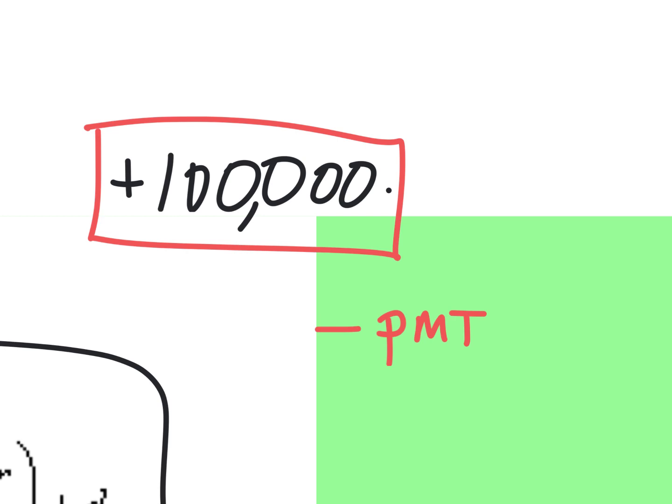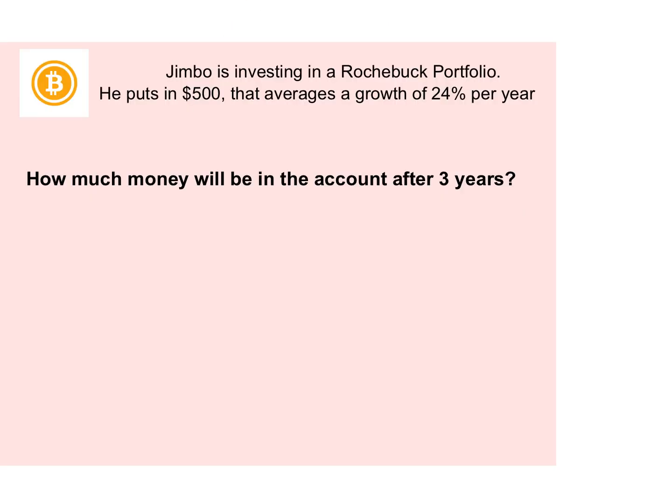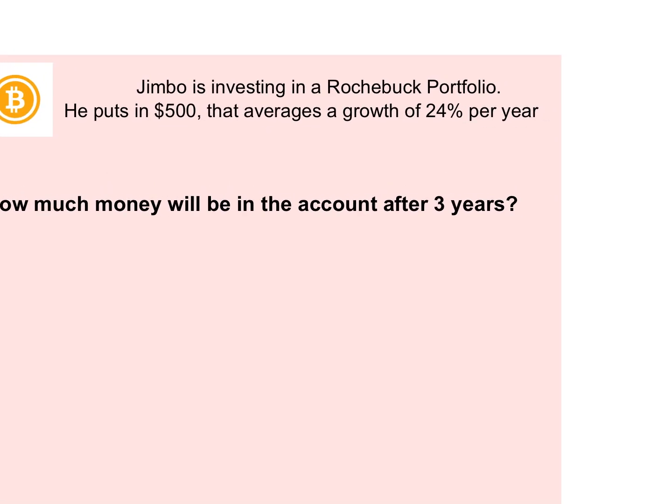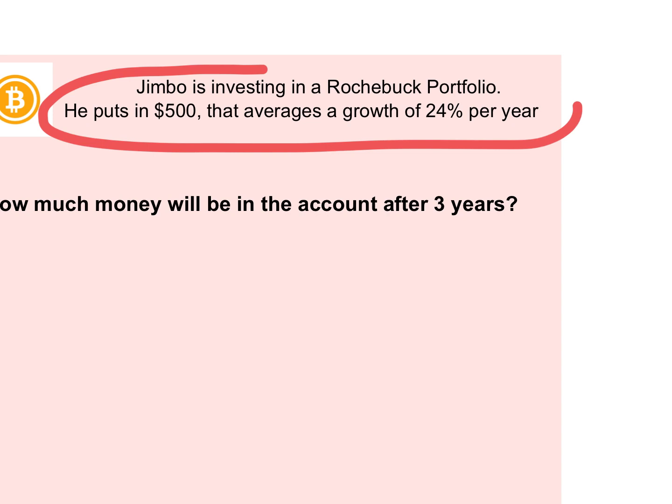All right, so let's get to this screen. Jimbo is investing in a Roachbuck portfolio. He puts in 500. Hint, I just said that was a P word. What's it called? Principal.